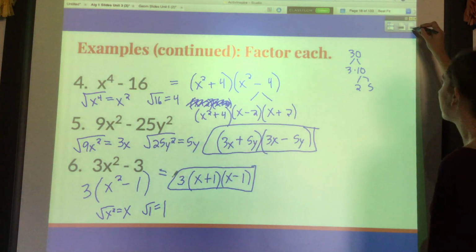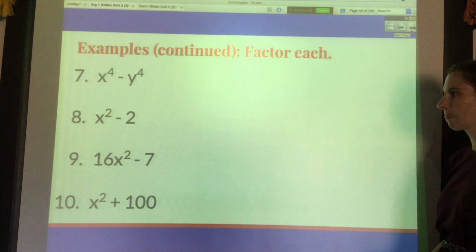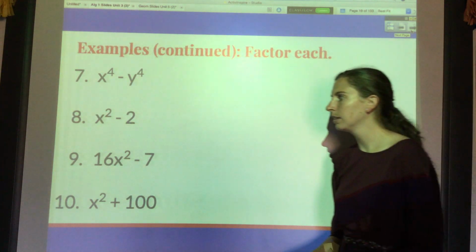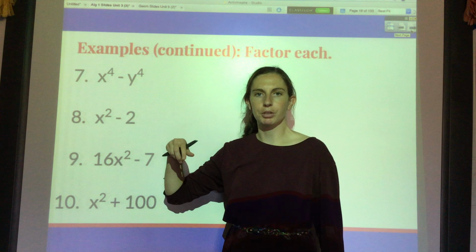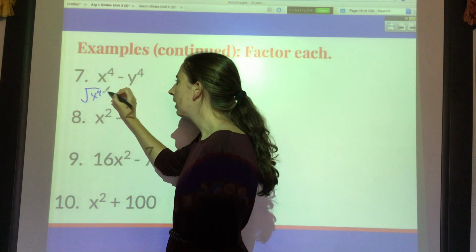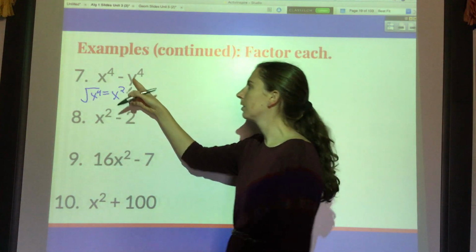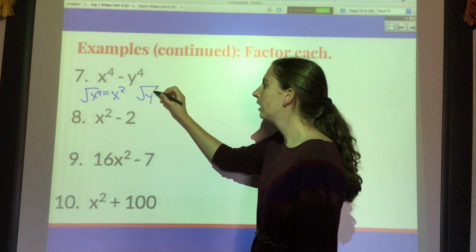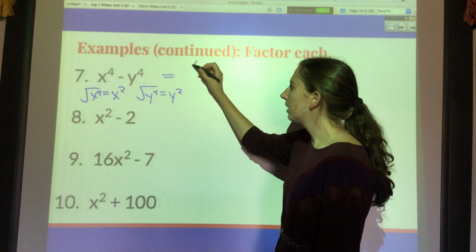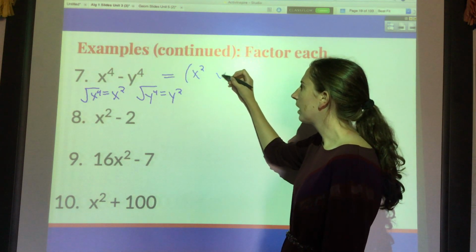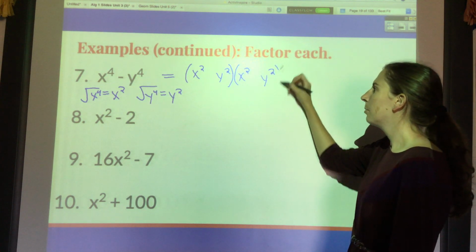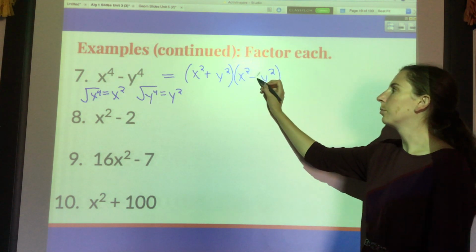Just a few more examples here. All right, on this one, any even power will square root evenly. So like the square root of x to the 4th is x squared. The square root of y to the 4th is y squared. So this splits into x squared and y squared, and another x squared and y squared. Make one plus, make one minus.